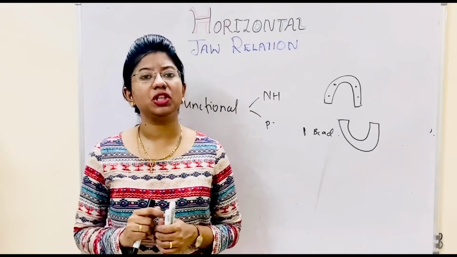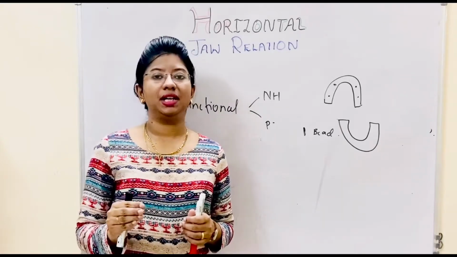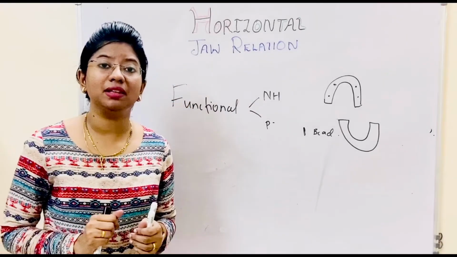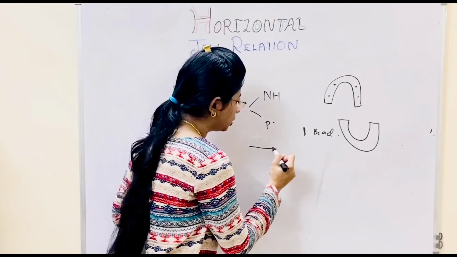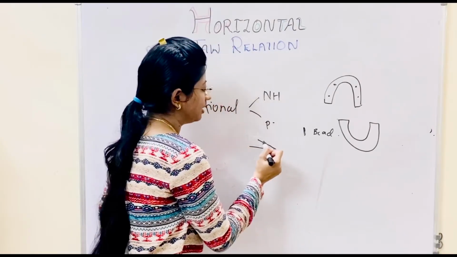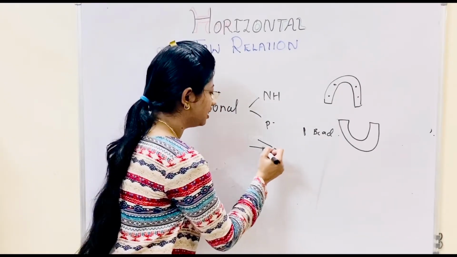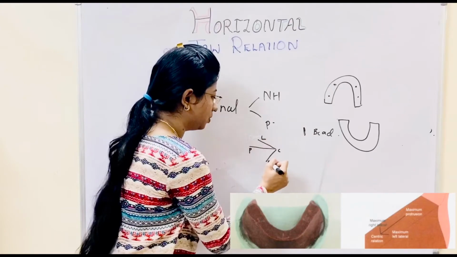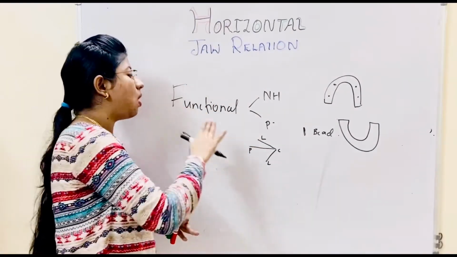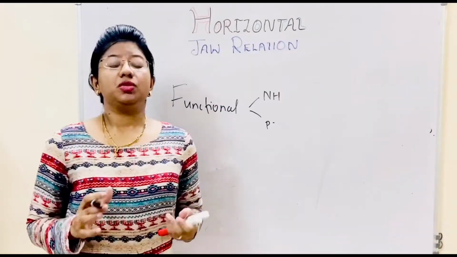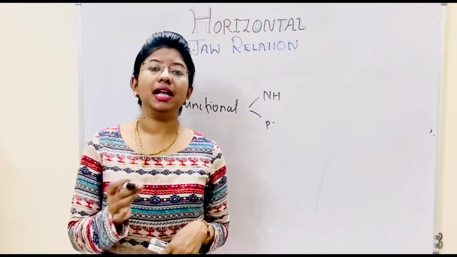Why will we ask the patient to do the movements? Because we are recording the relation in function. That's why it is called a functional method. It is not a static method. So we'll ask the patient to protrude the jaw. We'll ask the patient to do the lateral movements. So this is the centric, this is the protrusion and the lateral movements. When you ask the patient to do all these movements, you will see the marks on the lower rim. That is the Needle House method.